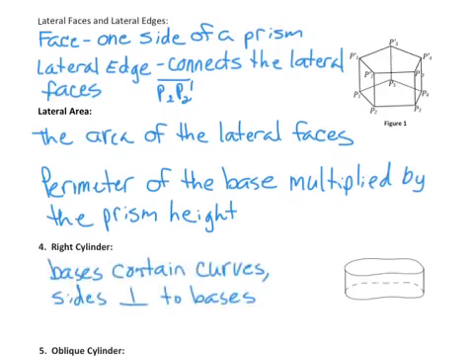So those are prisms, and now we have a right cylinder. A right cylinder you might think of as like a Coke can, but it's more than that. Any bases that contain curves. So this thing here is considered a right cylinder because the bases are curved and the sides are perpendicular to the bases. So anything that's not a polygon is going to be considered a cylinder, and a cylinder whose sides are perpendicular is going to be a right cylinder.